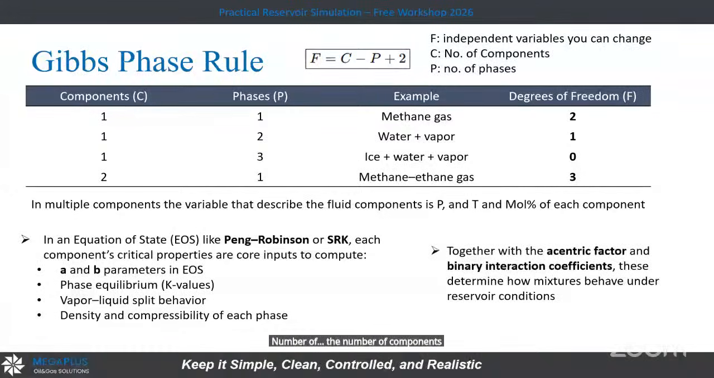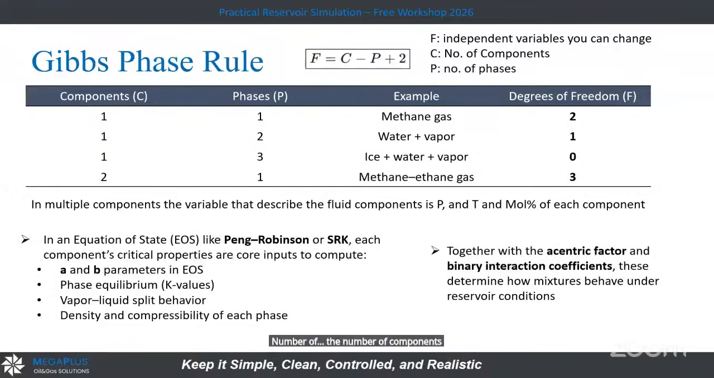To express any fluid, we have to mention the variables. So in an equation of state, such as Peng-Robinson or SRK, what does the equation of state do? I insert the composition like this, and according to the mole percent of each component in each pressure, the equation will calculate exactly the percentage of the phase.